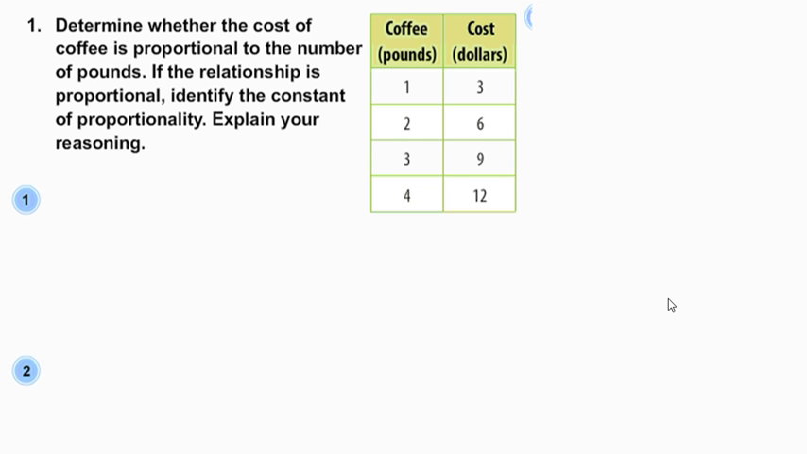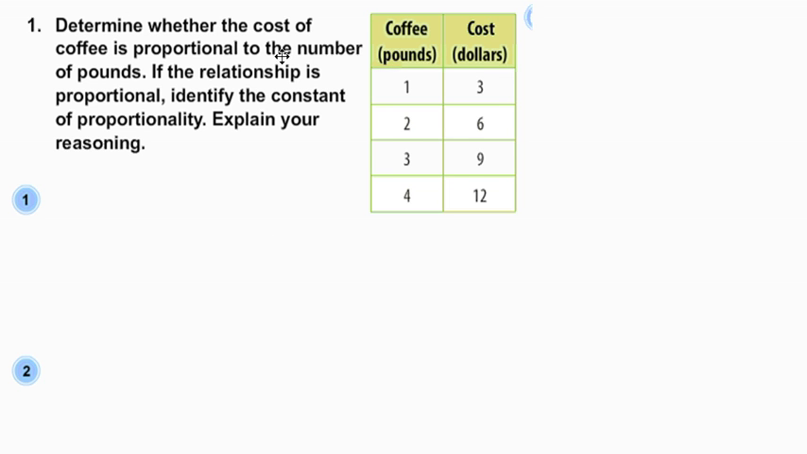Here's example number 1. Determine whether the cost of coffee is proportional to the number of pounds. If the relationship is proportional, identify the constant of proportionality. Explain your reasoning. So in this example, they're asking you for a few things. The first thing they're asking for, is it proportional or not? And you have to explain that. And if they have a constant of proportionality.